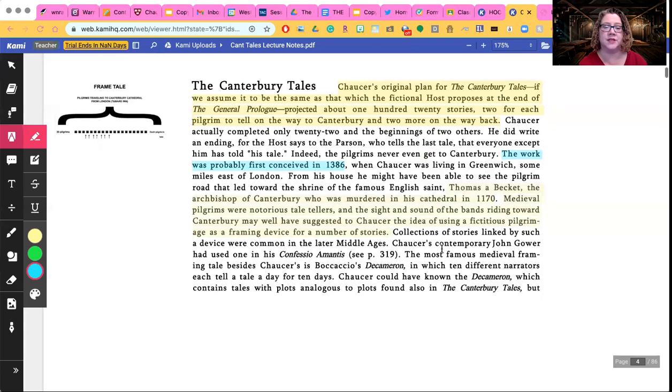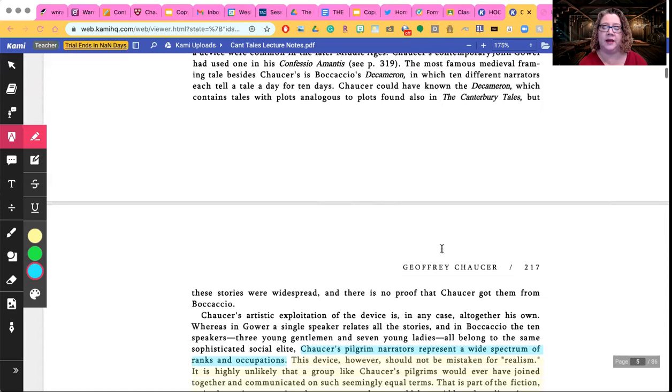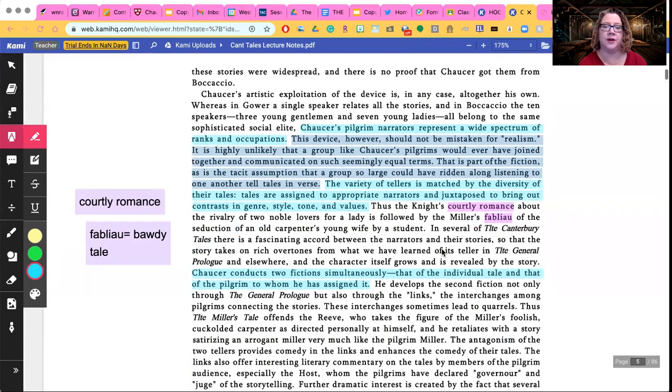So they talk about this, the frame tale and this background of the time period and so on. I think it's important to note that the text says Chaucer's pilgrim narrators represent a wide spectrum of ranks and occupations, because he could write about people from all walks of life having had the experience that he did in his lifetime.